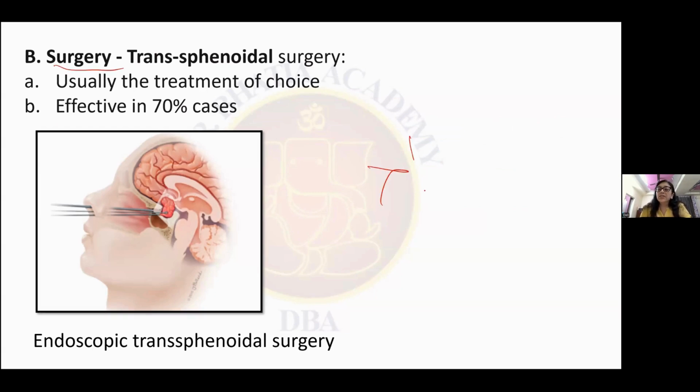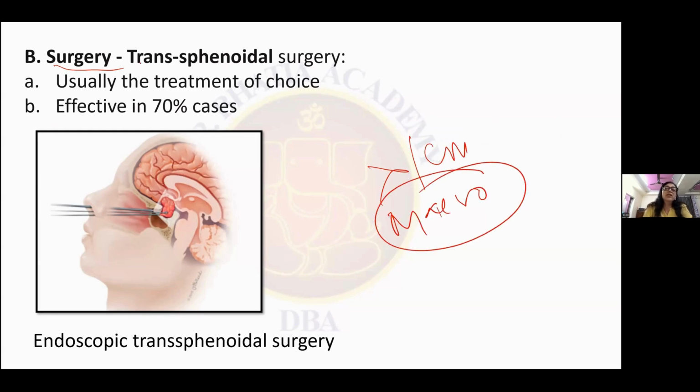If the tumor mass is more than 1 centimeter, we call it a macroadenoma. If it is a macroadenoma, then you go for transsphenoidal surgery. Usually the treatment of choice is transsphenoidal surgery. You enter through the nose, you penetrate the diaphragm of the sella, and you enter the sella. Inside the sella, you catch hold of the adenoma and you come out by the same route. Transsphenoidal surgery is the most effective treatment.